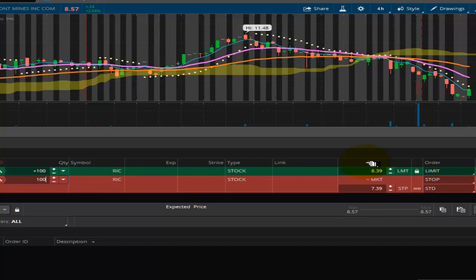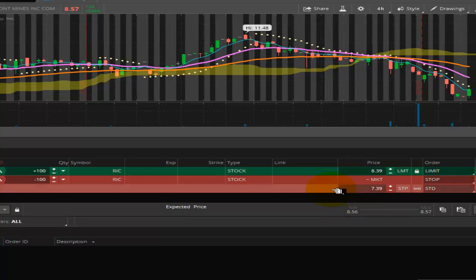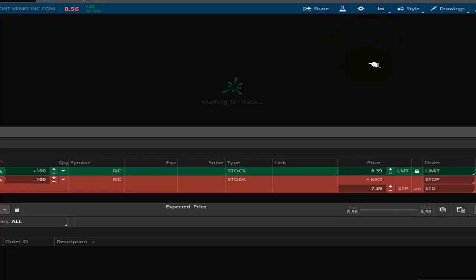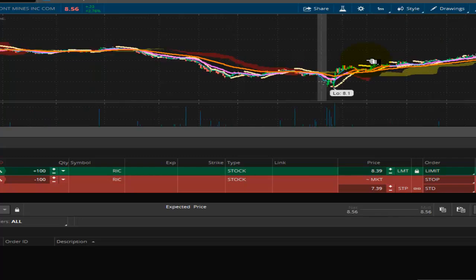So for this situation, we'll just use this chart for our example. Actually, let's go to 5 minute. Oh, let's go on 1 minute chart. We're just going to make this a real scenario, a real time thing here.